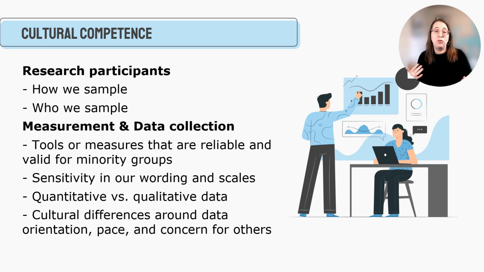It also comes through in measurement and data collection. So that means we're going to look at things like tools or measures that are reliable and valid for minority groups. And we'll talk about reliability and validity a little bit later in the book. But basically, when you have an assessment tool of some sort, a lot of times they'll go through testing to make sure that they have high reliability and high validity for minority groups. If it's only been tested on one group of individuals, how do we know it's going to effectively measure the same thing in a minority group of individuals? So we really want to make sure that we're aware and we're picking measures that are reliable and valid for the groups of people we're looking at.